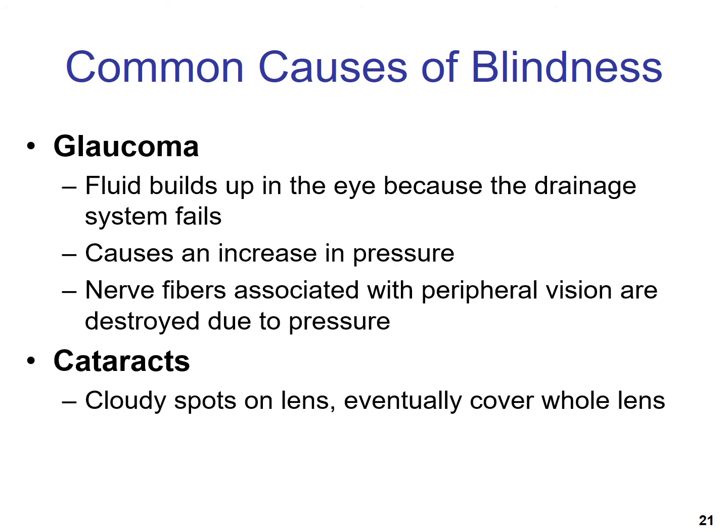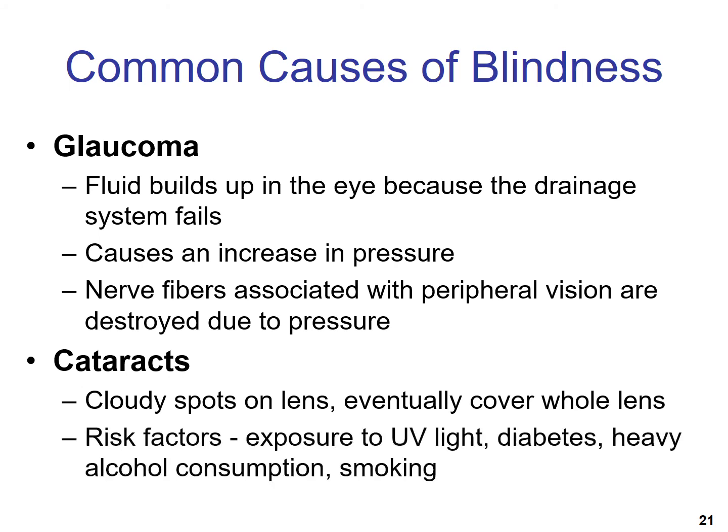Cataracts are cloudy spots on the lens that can eventually cover the entire lens. Your risk factors for cataracts can be a lot of exposure to UV light. So basically, if somebody's out in the sun too much, skiers can have cataracts, fishermen can have cataracts. Diabetes is another one. I've got lens replacement in my eyes because diabetes caused cataracts with me. Heavy alcohol consumption and smoking are also risk factors.